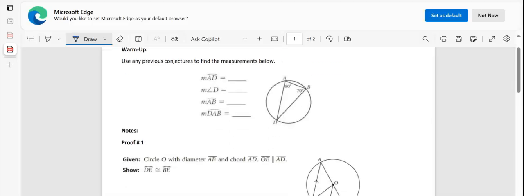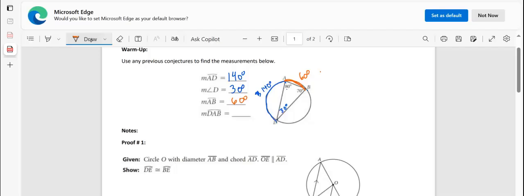So our first thing is we are going to find the measure of arc AD, and arc AD is the intercepted arc of angle ABD. If angle ABD is 70, then the arc is double that. The measure of angle D can be found by using our triangle sum conjecture. So we have 80, 70, so that gives us 150. So angle D is 30 degrees. That's then going to help us find the measure of arc AB, which is the intercepted arc of angle ADB, or angle D. And so that would be double that, so that would be 60.